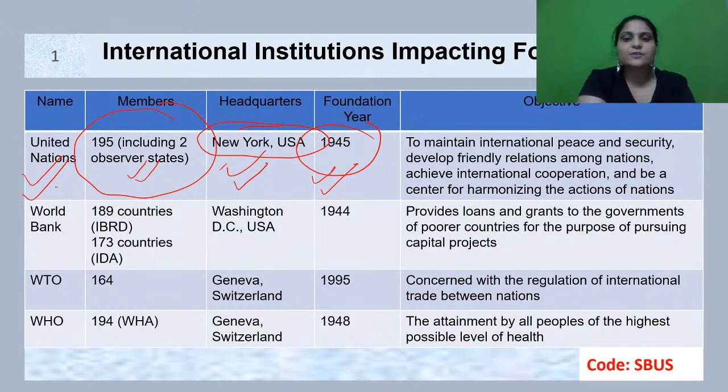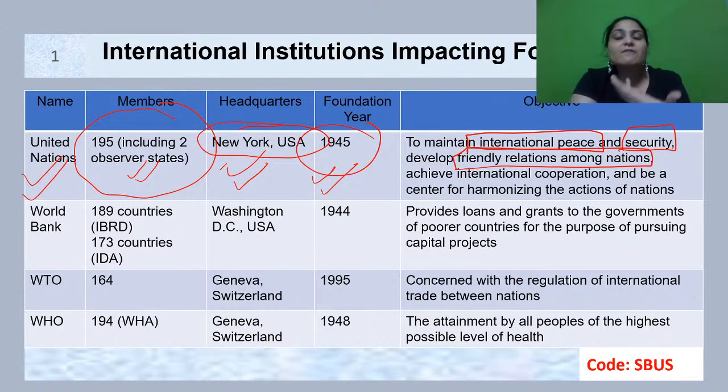What is the primary objective of the United Nations? Why have I put it first? Because it has a very, very comprehensive objective: to maintain international peace, security, and develop friendly relations amongst the nations. It was created out of the ravages of a war. When the League of Nations failed after the First World War, it was created after the ravages of the World War.